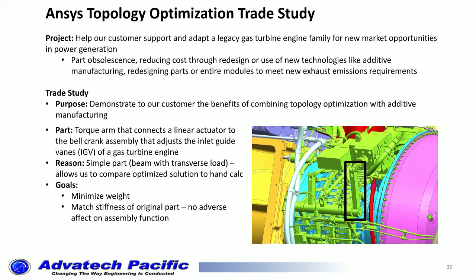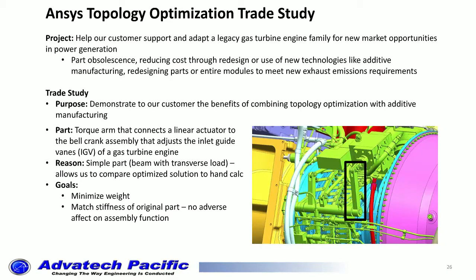Along with that, we wanted to demonstrate to our customer and our other customers the benefits of combining a technology like topology optimization with additive manufacturing. As Doug already showed in some of his slides, the topology optimization can produce some rather organic shapes that cannot be produced with traditional manufacturing methods. So really, the optimization and additive manufacturing often go hand in hand.